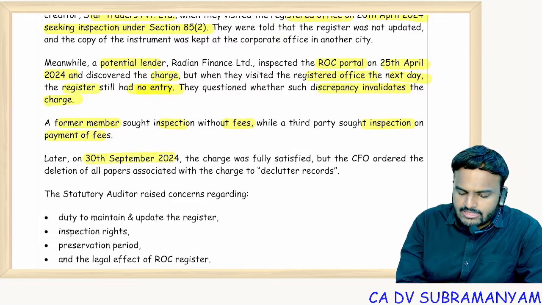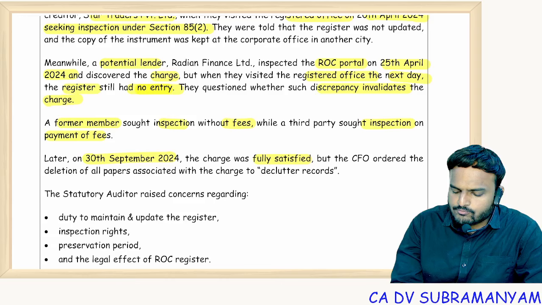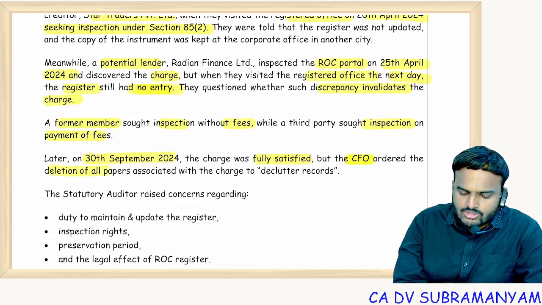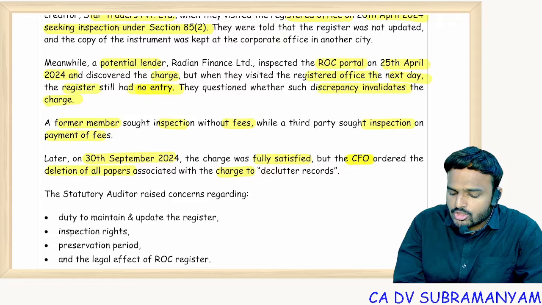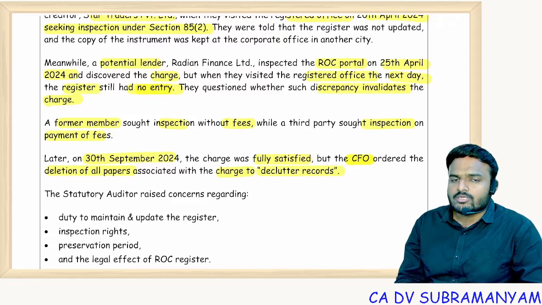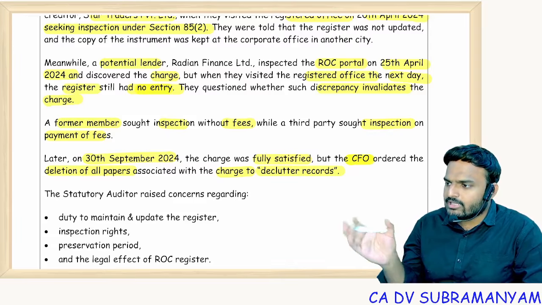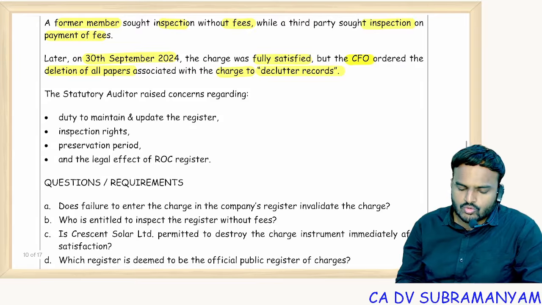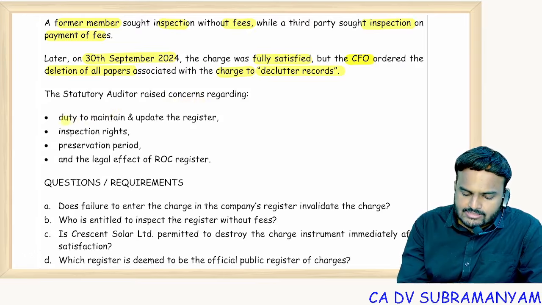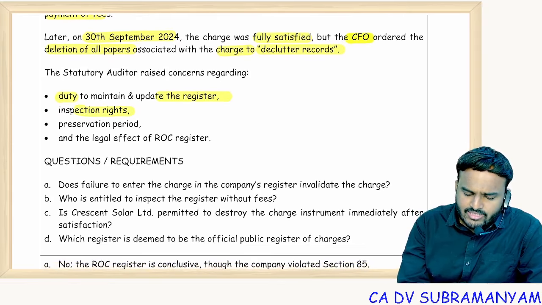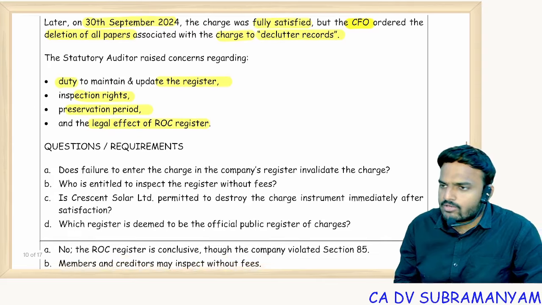Later on, 30th September 2024, the charge was fully satisfied, but the CFO ordered the deletion of all papers associated with the charge to declutter the records. It should be maintained for 8 years, the preservation period. Immediately he wants to scrap the registers? No. So the statutory auditor raised concerns: duty to maintain and update the register, CS, inspection rights, preservation period, legal effect of the ROC register.